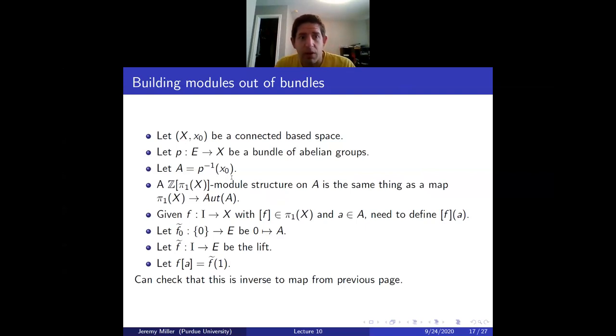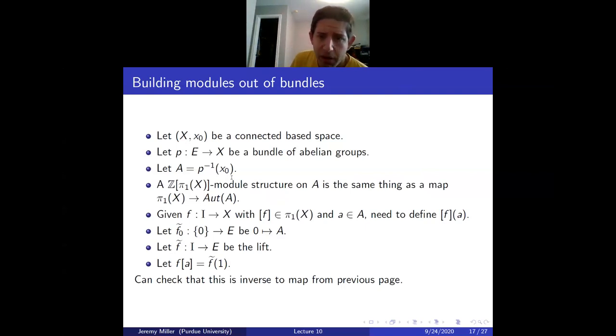Great, okay. So we're going to start out with this connected base space, and a bundle of abelian groups, and now we want to build a module over the fundamental group. So what are we going to do? Well, let's look at the fiber over the base point. That's some abelian group, we'll call it A. So that's the fiber over the base point.